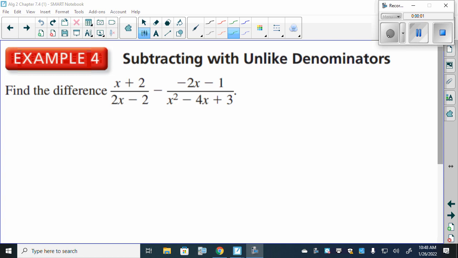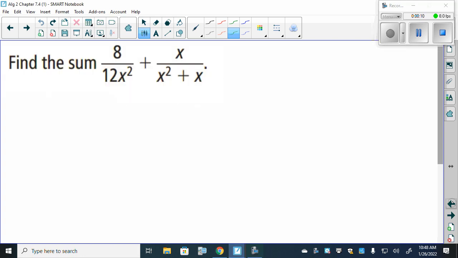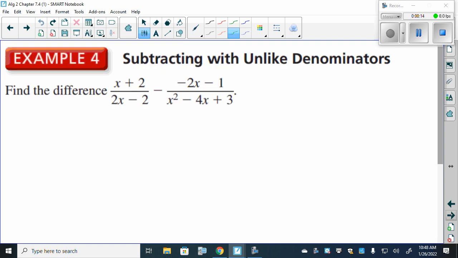Alright guys, I believe this is where we stopped yesterday. Okay. So we've done one or two example problems of adding and subtracting these rational expressions.